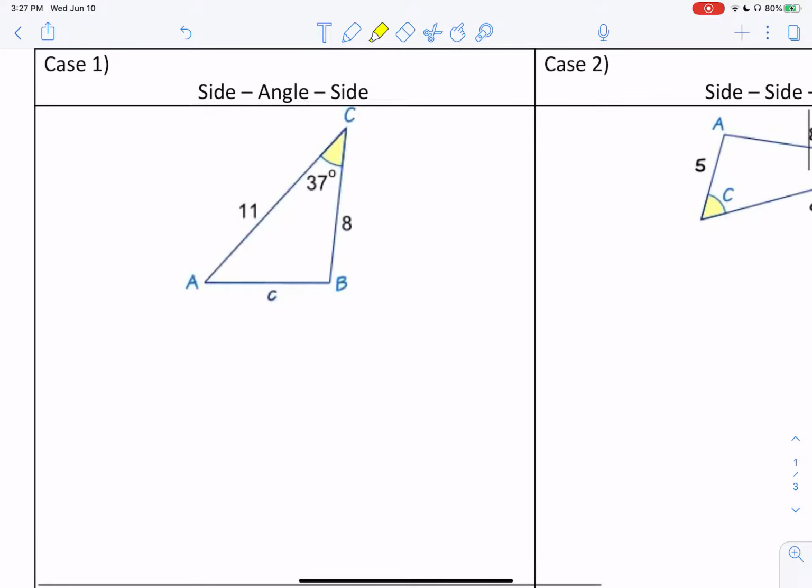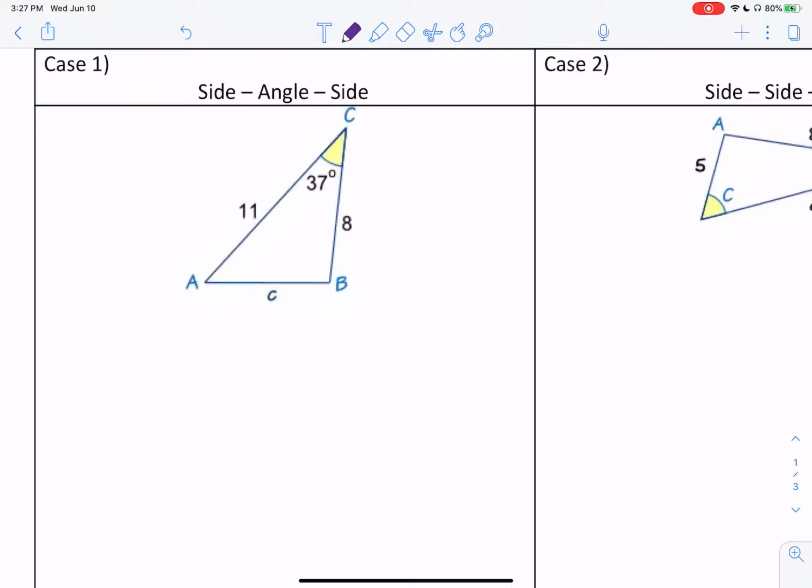The first one is side angle side. What I mean by that is when I have two side lengths of a triangle, and I also have the value of the angle in between those two sides. See here how we have the 11 and 8, and the 37 is right in between. That is a perfect cosine example. So here's how we use this equation.